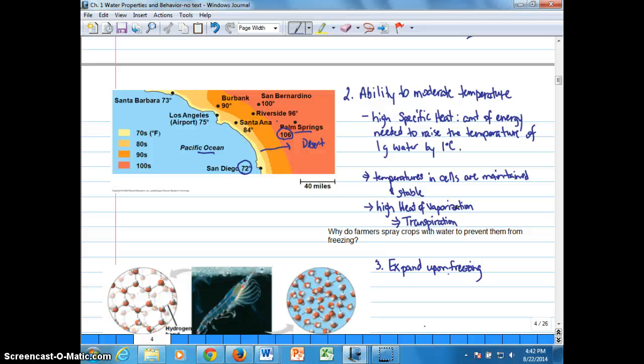So in terms of plants, transpiration is an important function, not only for moving water around the plant, moving nutrients around the plant, but also for maintaining temperatures.